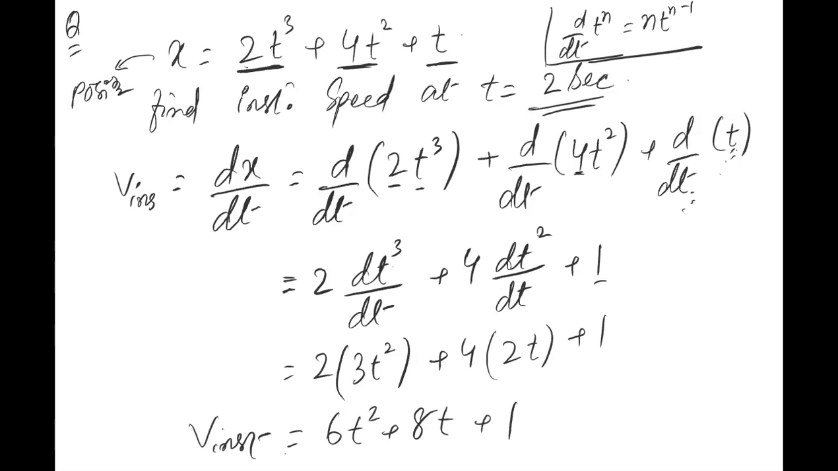Now what you are supposed to do, you just have to put the value of t in this equation. And the value of t is 2. So put that 2 here. If you put 2 here, it would become 6 into 2 squared plus 8 multiplied by 2 plus 1. If you solve this, 4 into 6, 24. 24 plus 16 will become 40, plus 1, that is equal to 41 meter per second, and the answer given by Saksham is absolutely correct.